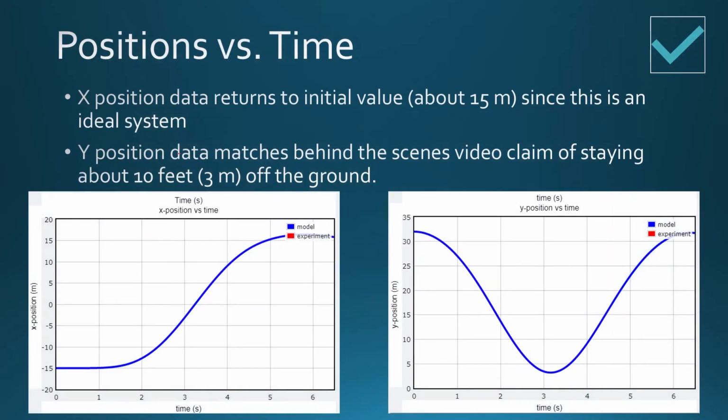Here are those position graphs in greater detail, the X on the left and the Y on the right. And you'll see that the X position data returns to that initial value of about 15. We started at negative 15 on the left of the rope, and then 15 on the right, since we moved from left to right like this. You'll see that in the Y position we started at about 32 meters and ended at about 32 meters, which is correct. And you see that we remained off the ground by about 3 meters, which is what they were talking about in the video, 10 feet, which is about 3 meters.